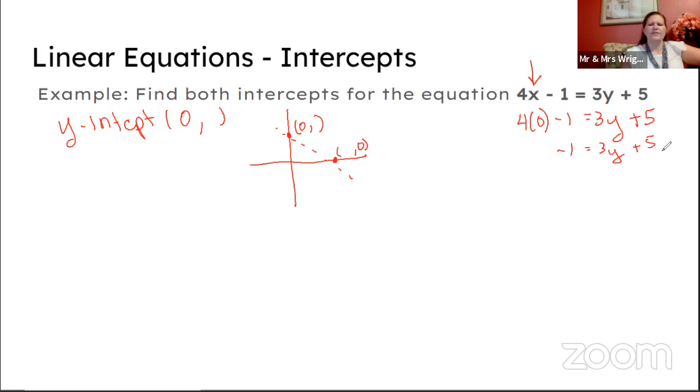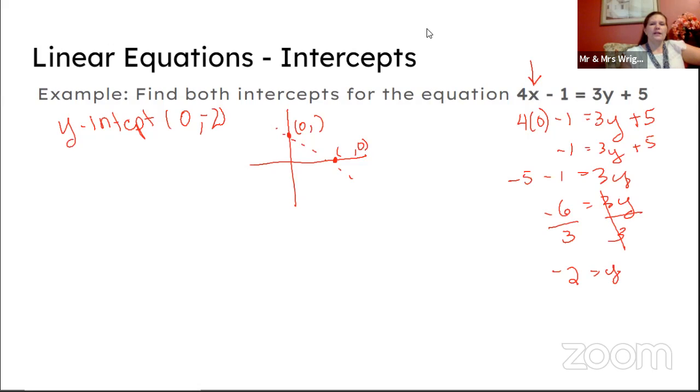I want to move this 5 to the other side. If I switch sides, I'm going to switch signs. So it's going to be -5 minus 1 equals 3y. That's -6, and -6 equals 3y. Divide by 3. -6 divided by 3 is -2, equals y. So I can plug in -2 for my y coordinate point in my ordered pair. Okay, the y part of the point.